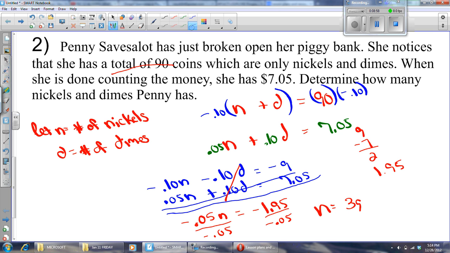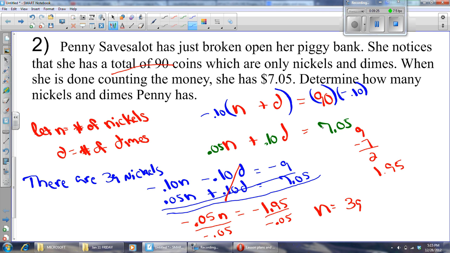So that means there are 39 nickels. Nickels. I'm going to rewrite that. There are 39 nickels.